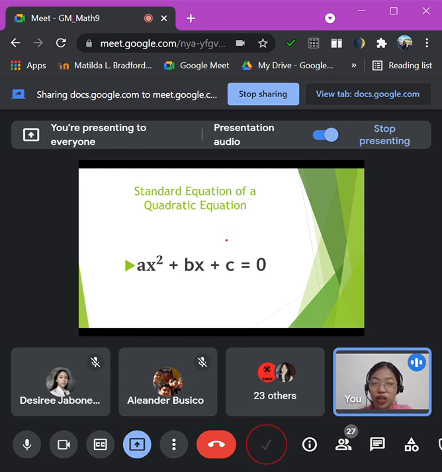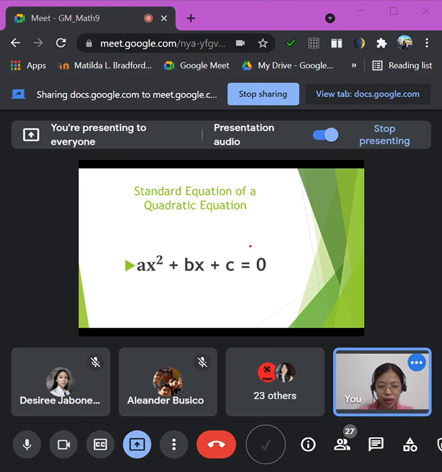In a quadratic equation, we have to identify what our A, our B, and our C are. A is the quadratic term, which has the exponent 2. B is the linear term, which has no visible exponent because it is 1, invisible. And the constant is only a coefficient, a number with no variable. Okay, so take note of this standard equation for a quadratic equation.